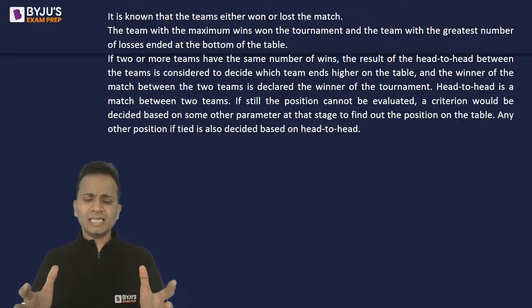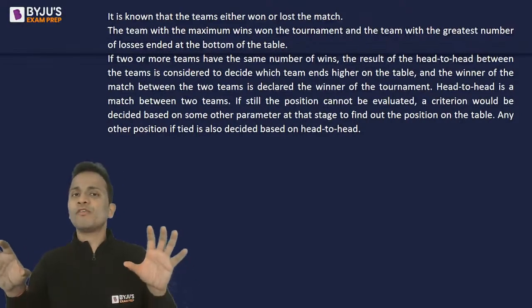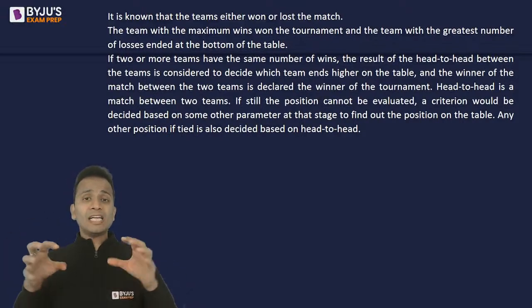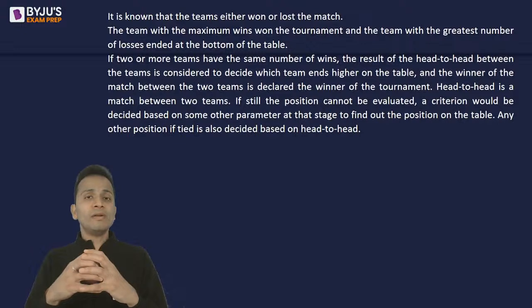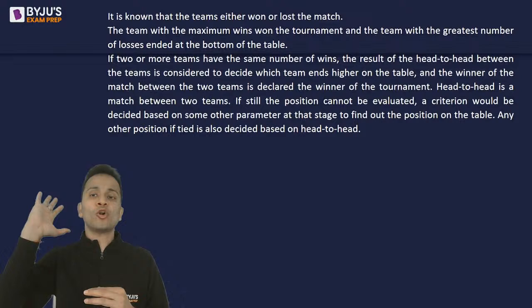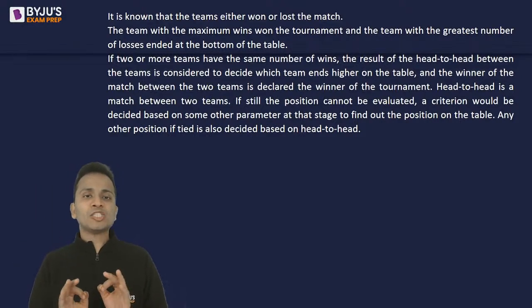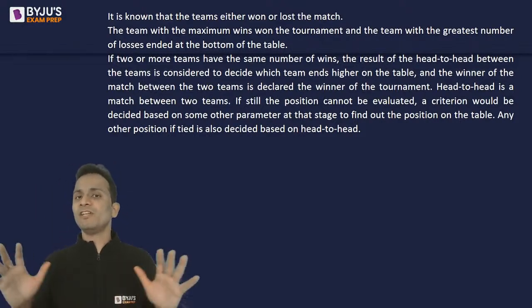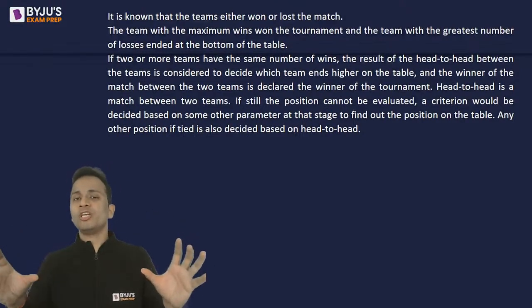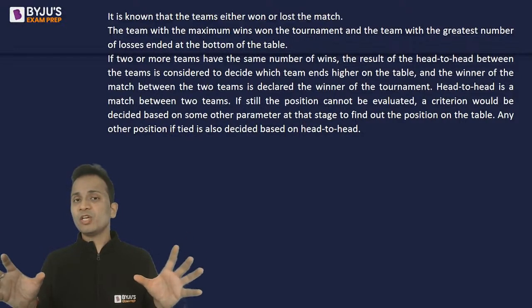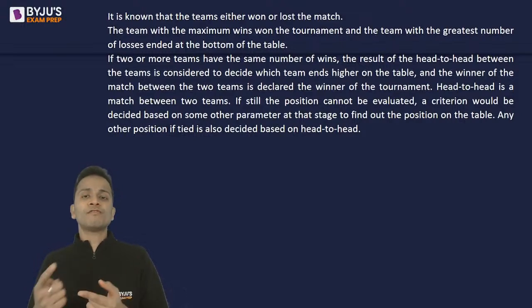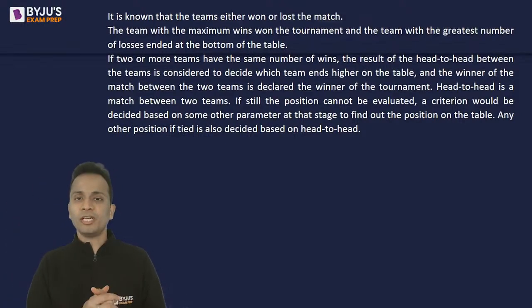So they are saying basically that if the number of wins of two teams are equal, then the result of the match between these two teams, the head-to-head between these two teams, will decide which team will end higher on the table, and the winner of the match between the two teams is declared as the winner of the tournament. Simple. If two teams are equal, let's say India and Australia, they have an equal number of wins, then whichever match has happened between India and Australia, the winner of that match will be higher on the table.